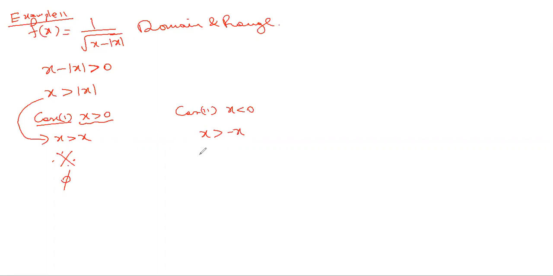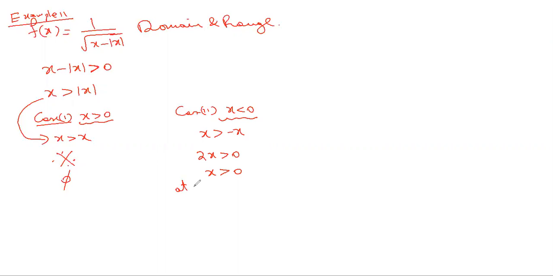Then bring the minus x to this side, x plus x, 2x greater than 0. So x greater than 0. That means in the case of x less than 0, this inequality is true only if x is positive. But we already started with x negative, so x cannot be positive. So what they're expecting is that x should be negative and positive at a time. That is also not possible. At a time, x cannot be negative and positive.